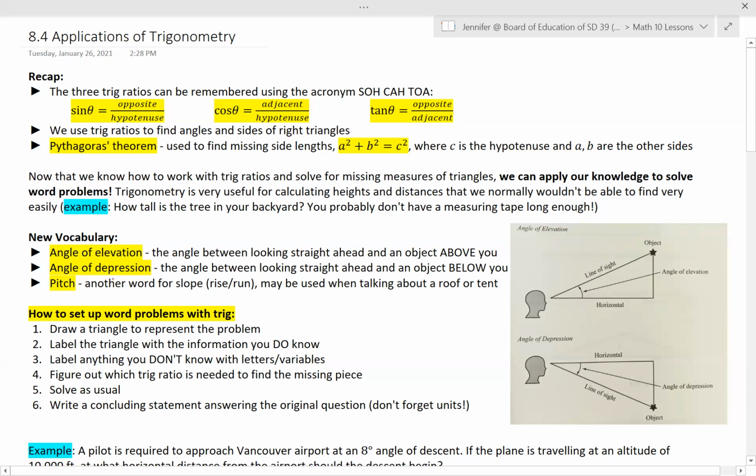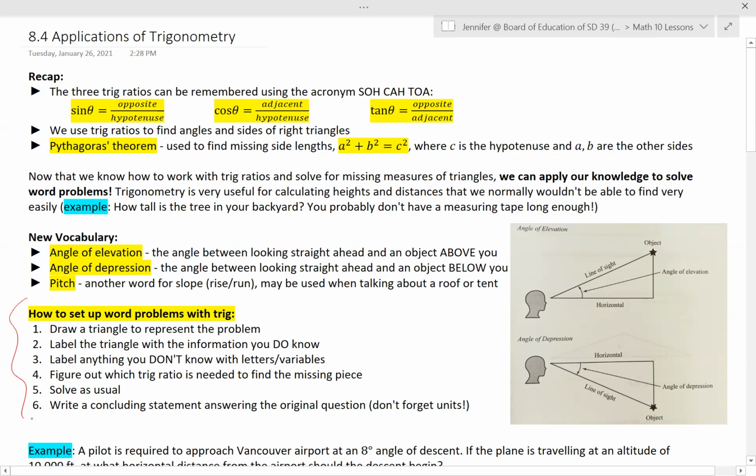On the other end, an angle of depression is the angle between looking straight ahead and an object below you. So let's say you were flying in a plane and you look down at some water below you, then that would create an angle of depression. So your normal sight line right ahead of you, and then your sight line as you look down at this object, that angle that it creates is the angle of depression. So angle of elevation is when you look up at something, angle of depression is when you look down at something. Another vocabulary word you might see is pitch. This is just another word for slope or a rise over run. Often people talk about pitch when we're talking about a roof or a tent. So you might see that in some word problems as well.